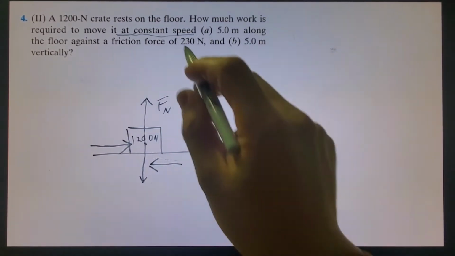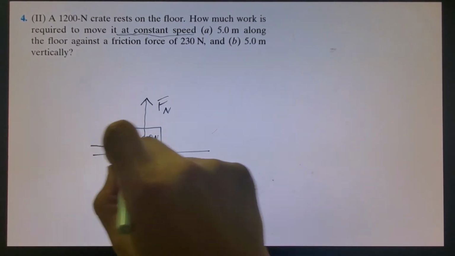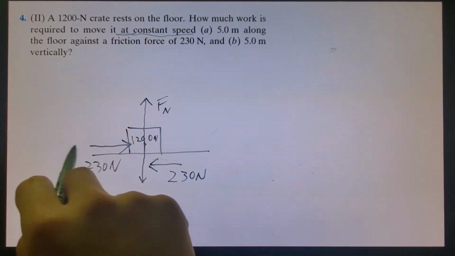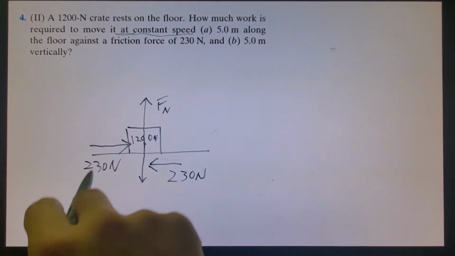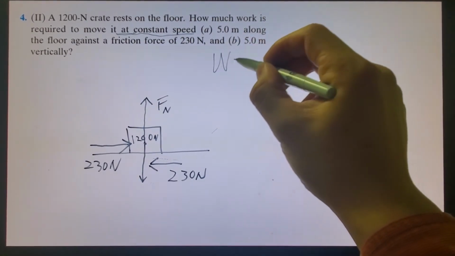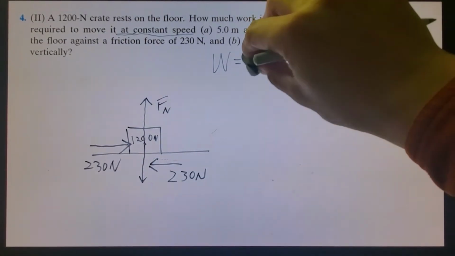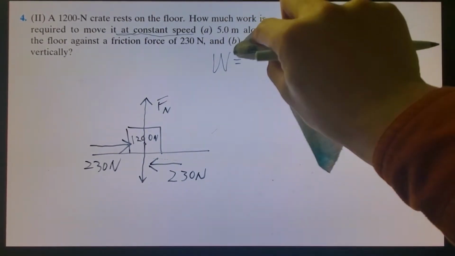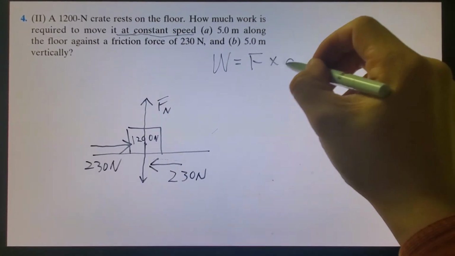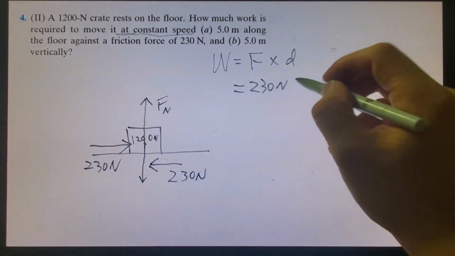So this force is given as 230 Newton. That means the force pushing here is also 230 Newton. So if you push with 230 Newton for a distance of 5 meters, how much work? Work is equal to force times distance. I'm going to write down the formula; if you see this formula many times, then you are going to remember it. The force is 230 Newton, the distance is 5 meters.